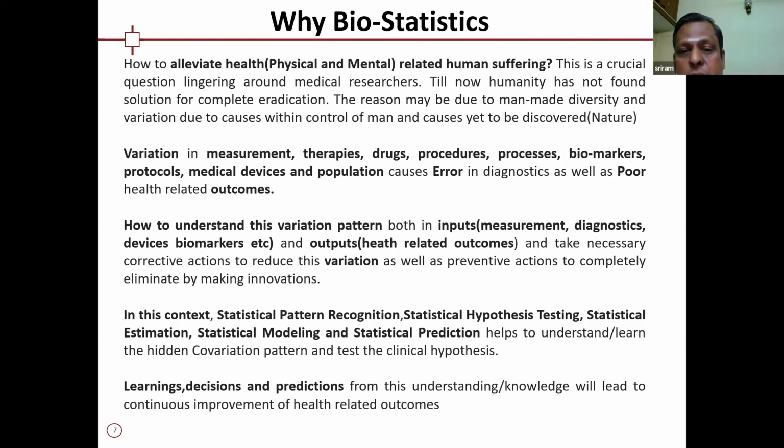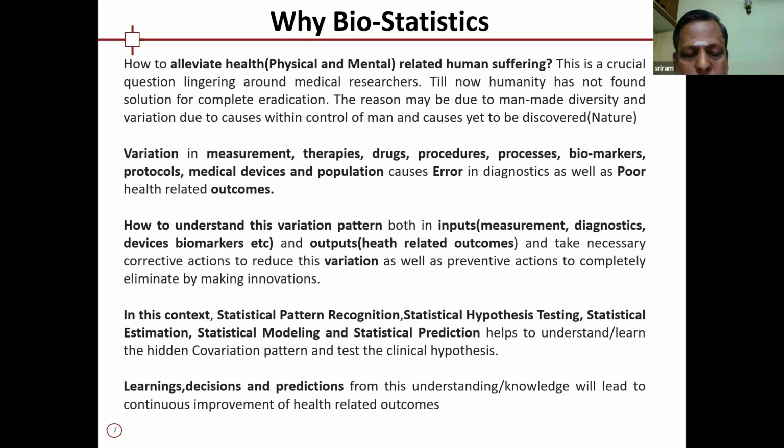So, setting this context, statistics only helps you. It is not the solution for all these things. It helps you, based on pattern recognition, hypothesis testing, estimation, and modeling, to understand the hidden variation and covariation patterns, and to test the clinical hypothesis. Learning decisions and predictions come from applying the statistical methods, and this understanding and knowledge will lead to continuous improvement of health-related outcomes.